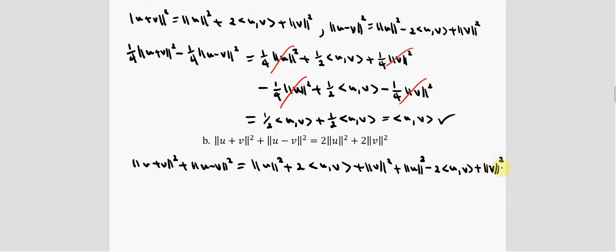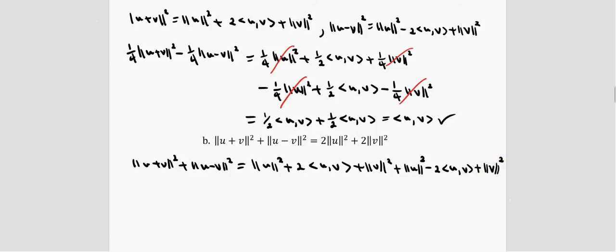Just write what it is and simplify, and you get what you need. This becomes the norm of u squared plus 2 times the inner product of u and v plus the norm of v squared, and then this is minus this, or plus, that is, the norm of u minus v squared. So this is plus the norm of u squared minus 2 times the inner product of u and v plus the norm of v squared.